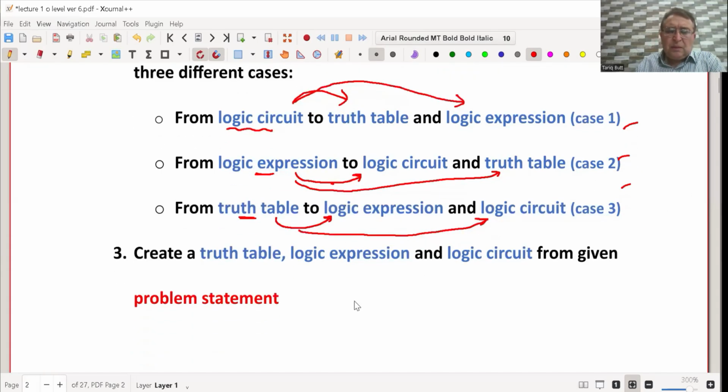Fine. And sometimes you may be given the problem statement, and from the problem statement you may be asked to draw the truth table or its logic expression or logic circuit. So the agenda of today's lecture is to cover all these things. Fine. And in the next lecture, we'll go through some of the past papers related to this topic of Boolean logic. Fine.